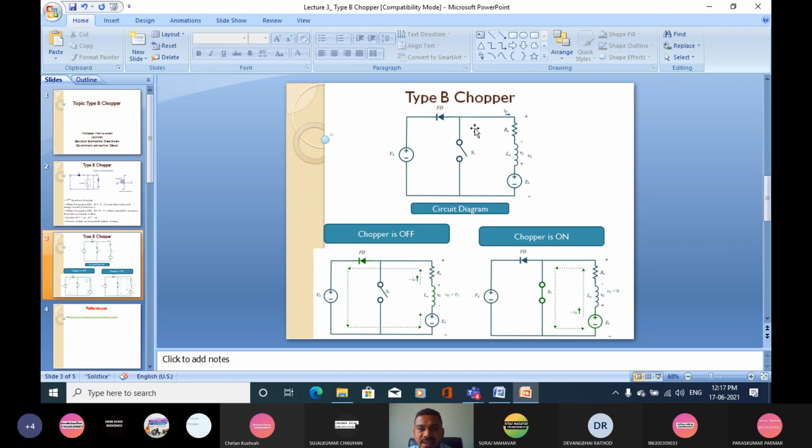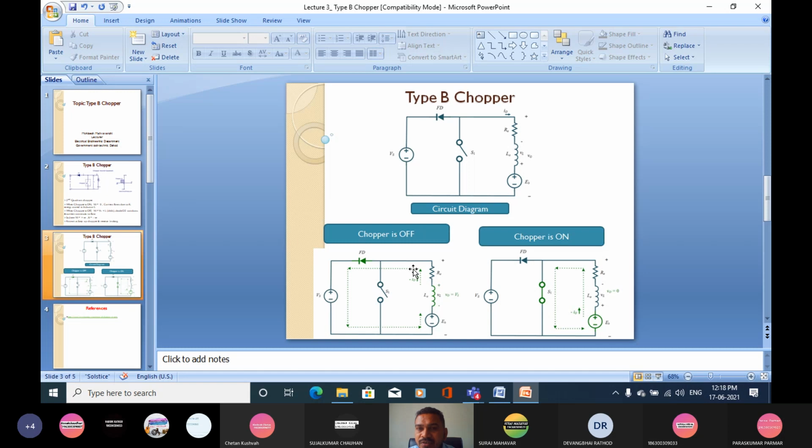So this is the basic circuit diagram. This is the circuit when the chopper is on, and this is the circuit when the chopper is off. So finally we can conclude that type B chopper is the step up chopper. Why is it known as the step up chopper? Because output voltage V0 is greater than the source voltage Vs. That's why it is known as the step up chopper.